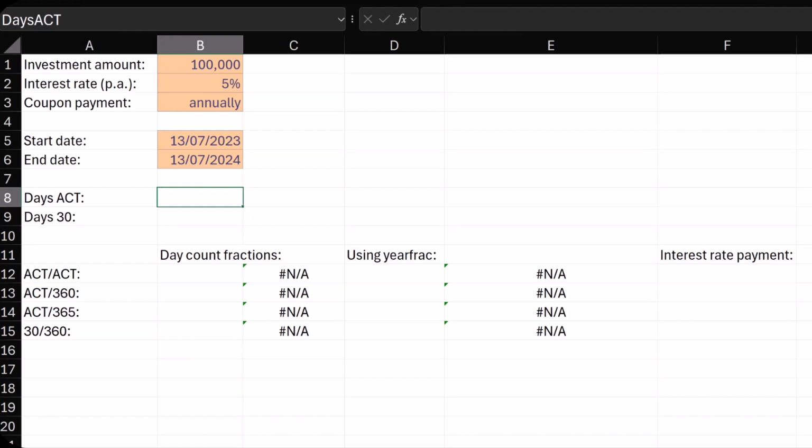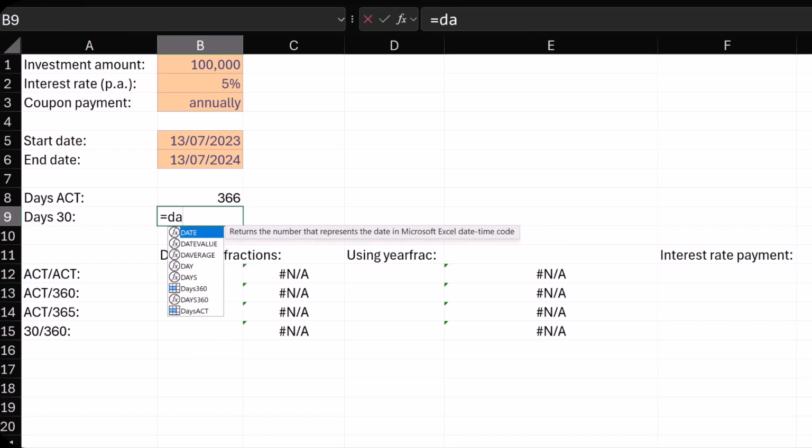To calculate the day count fraction, we first calculate the number of days in the interest period. First, let's calculate the actual days. The days act cell is simply the end date minus the start date. Now, Excel stores dates as numbers, so subtracting them gives the number of days between the two dates. In this case, that comes out as 366 days.